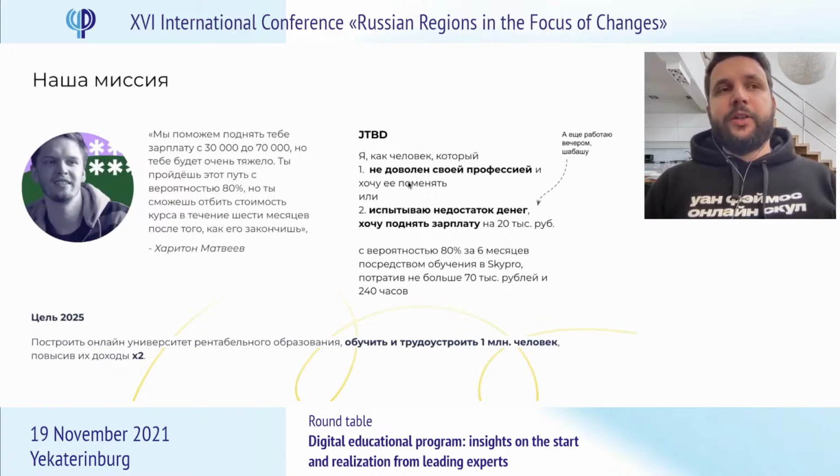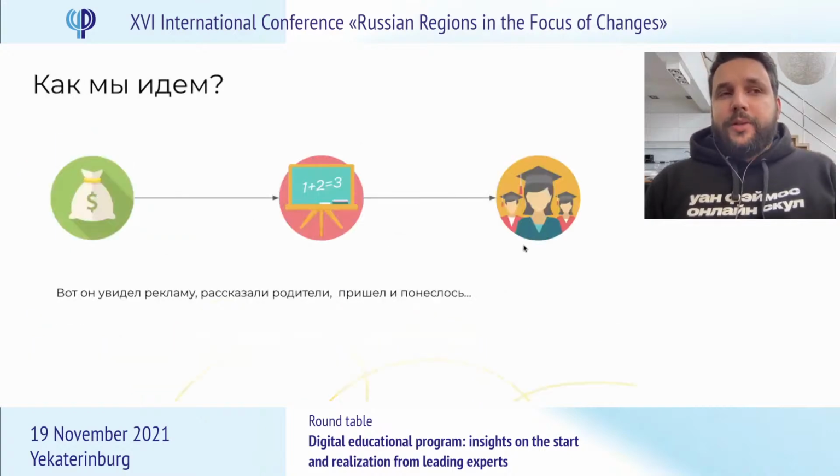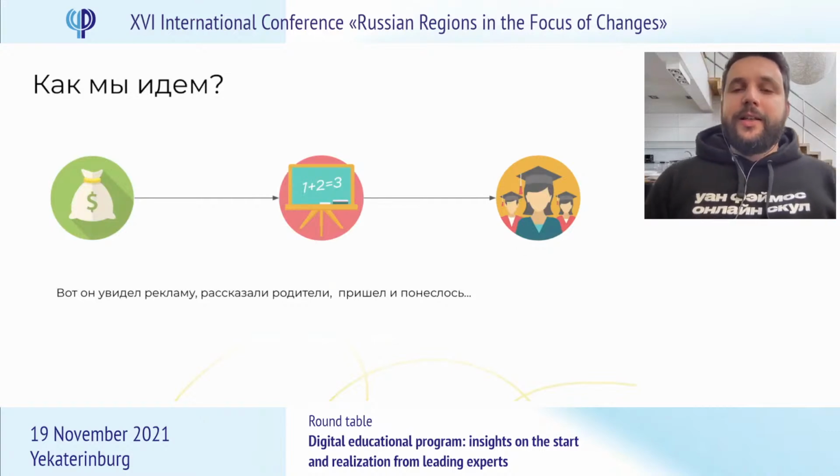So what are the tasks, the job to be done, what the person wants to do? Our client comes to us firstly when they are unhappy with their profession and they want to change it. The client has a conscious demand. And the second part of our audience doesn't know whether they want to change their profession, but they don't get enough money. That's the share of our population that gets very small salaries and they want to earn more money. So people see the ads or the parents or friends tell them about us.